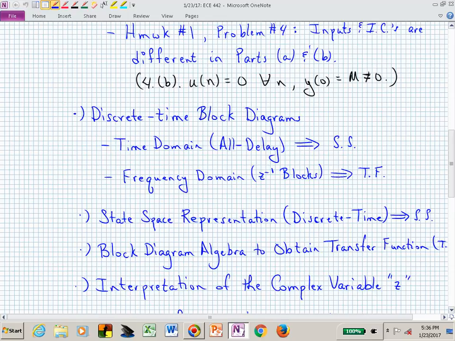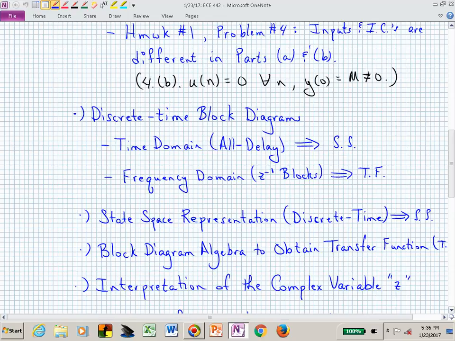And we can quickly go from a time domain block diagram into a frequency domain block diagram by replacing the delay blocks. Like we replaced integrator blocks with 1 over s's, now we'll replace the delay blocks with 1 over z's, or z to the minus 1. Z to the minus 1 is a unit delay operator in the frequency domain.